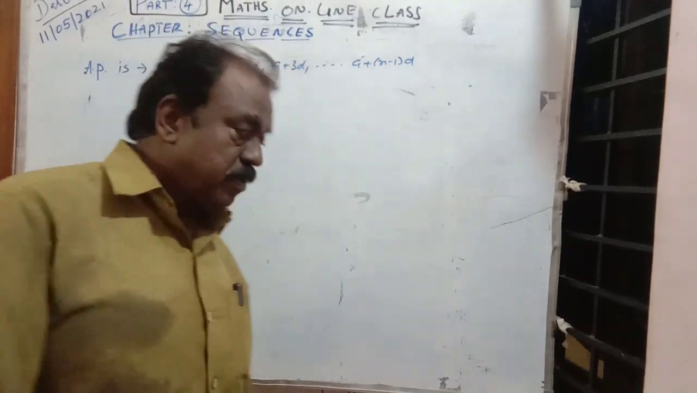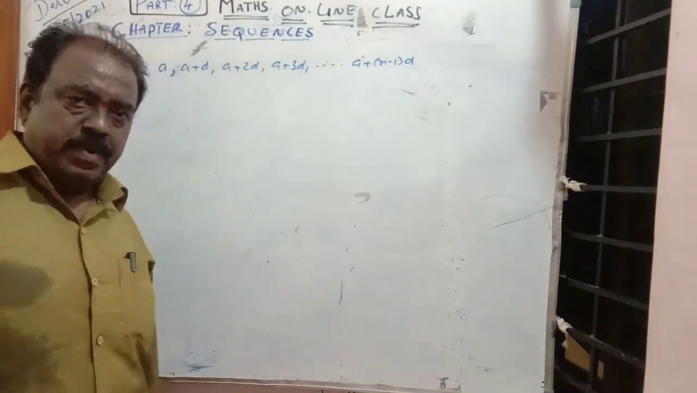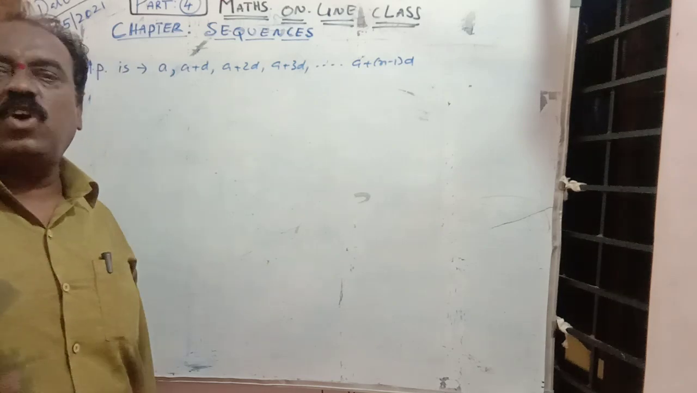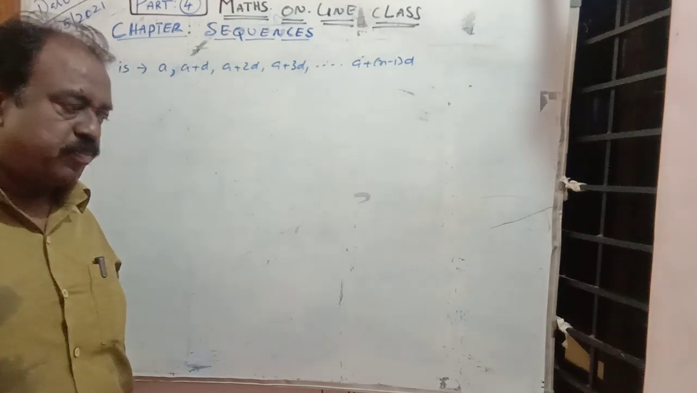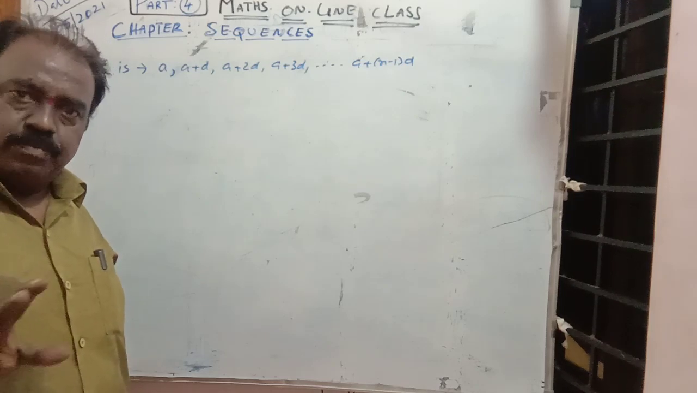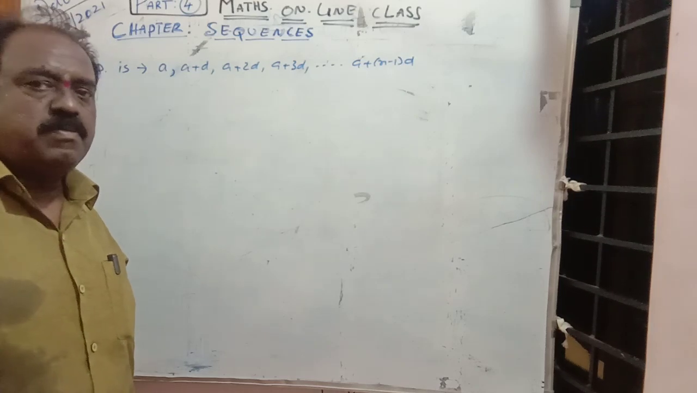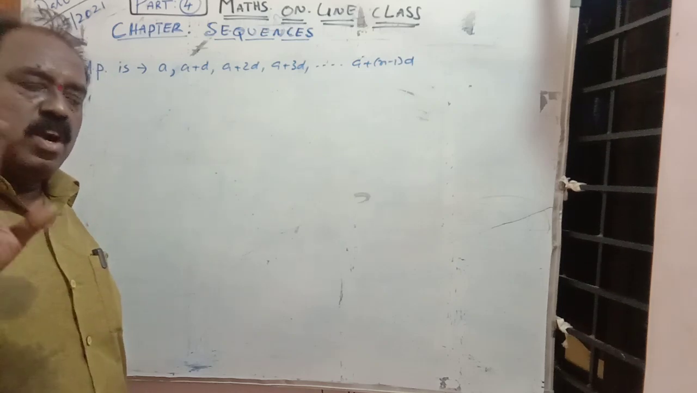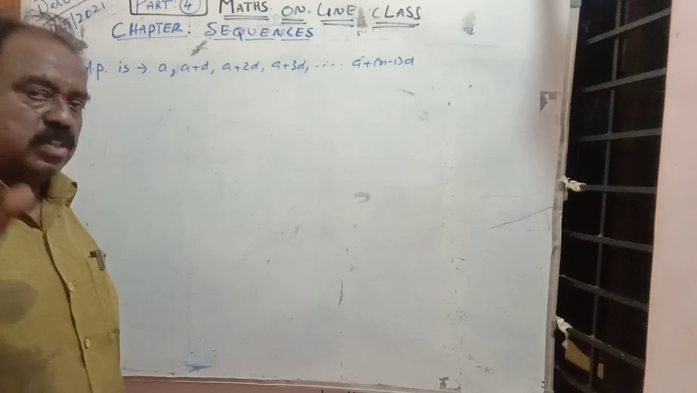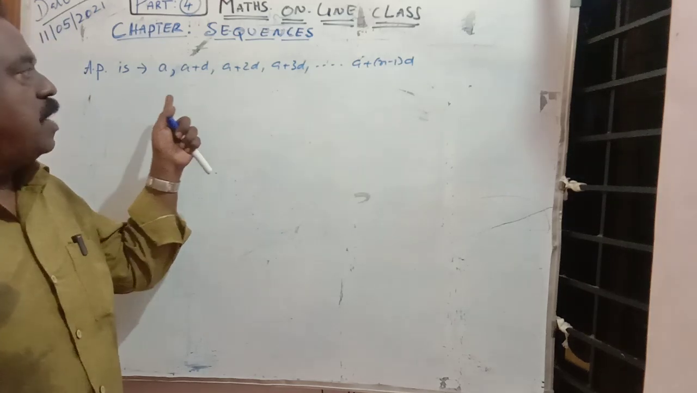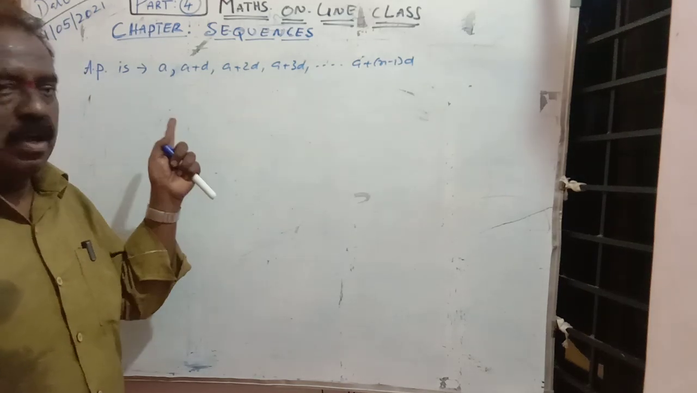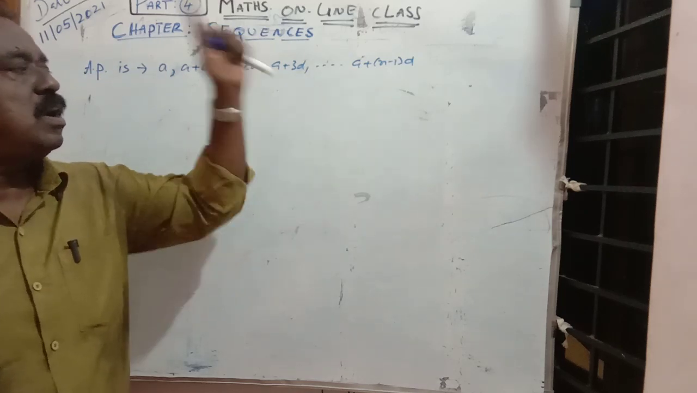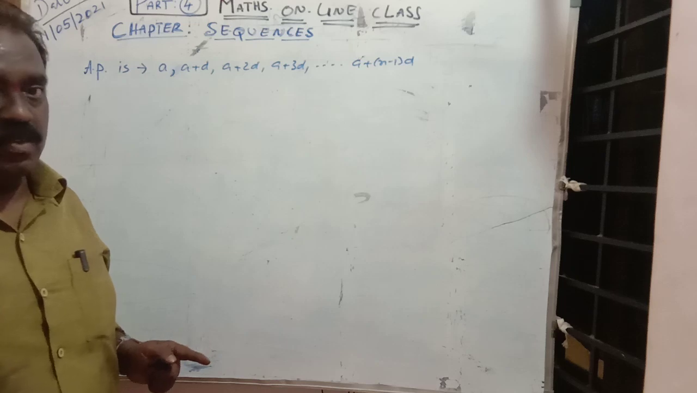So, from the sequences, we learn about the progressions. Progression is nothing but a sequence. Progressions are of mainly 4 types, and you learn 3 types: AP, GP, and HP. What is AP? We know the definition. The general form of AP is A, A plus D, A plus 2D, A plus 3D, and it goes on up to A plus N minus 1 D.